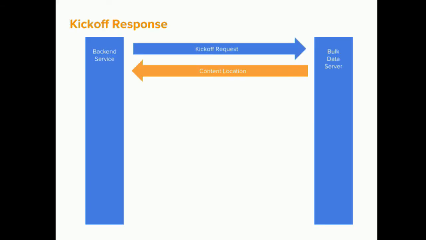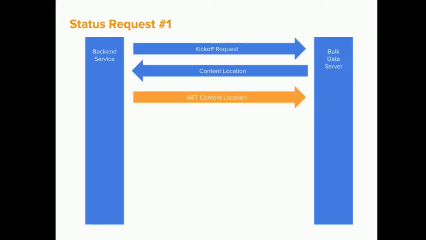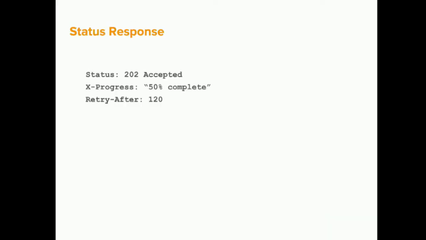So once the client or the backend service has submitted this kickoff request, the bulk data server responds with a location URL. That location can then be polled for the status of the operation and can also be used to cancel the operation by sending a delete request to it. So let's poll for that status by hitting that content location.